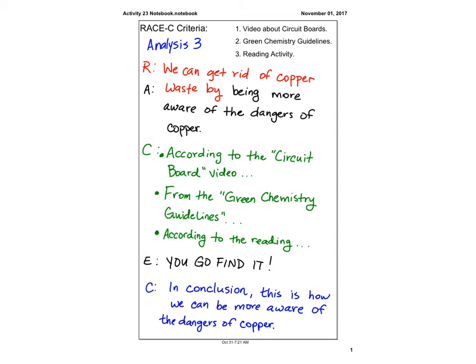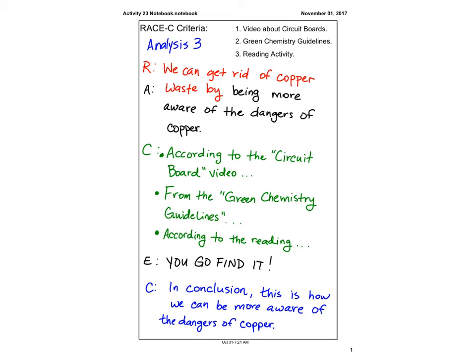Here's Analysis Question 3, RACE C. The R, restate. We can get rid of copper waste by, and then I just answered a general answer, being more aware of dangers of copper, okay? Then I started with my citations, my cite, where am I getting my evidence from? And here are the 3 places you can get it from: according to the circuit board video, from the Green Chemistry Guidelines, and then according to the reading. Notice how I put the circuit board video and the Green Chemistry Guidelines in quotation marks. That's because that is the title of those resources.